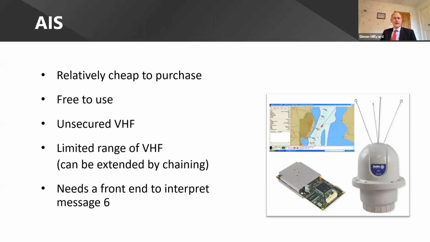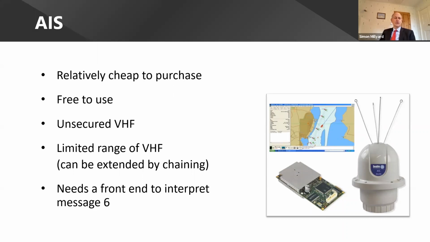So a quick look at AIS, pros and cons. They're relatively cheap to purchase. I know you'll all be dealing in different currencies, but probably about $4,000 or $5,000 for a system. It's free to use, so big advantages there. But it is running on unsecured VHF, and it is limited in range to VHF, which is generally line of sight. You can extend that by chaining from one to the other. That brings issues of complexity, but you can do that.